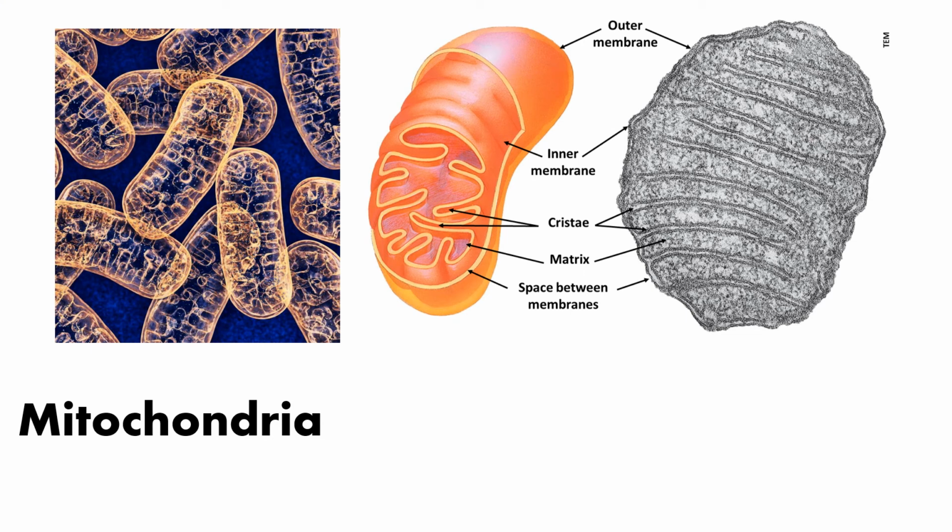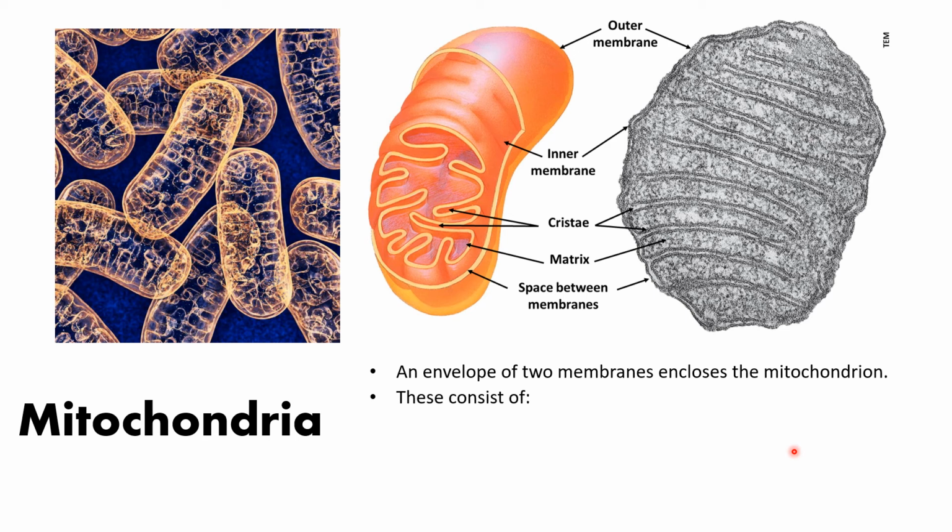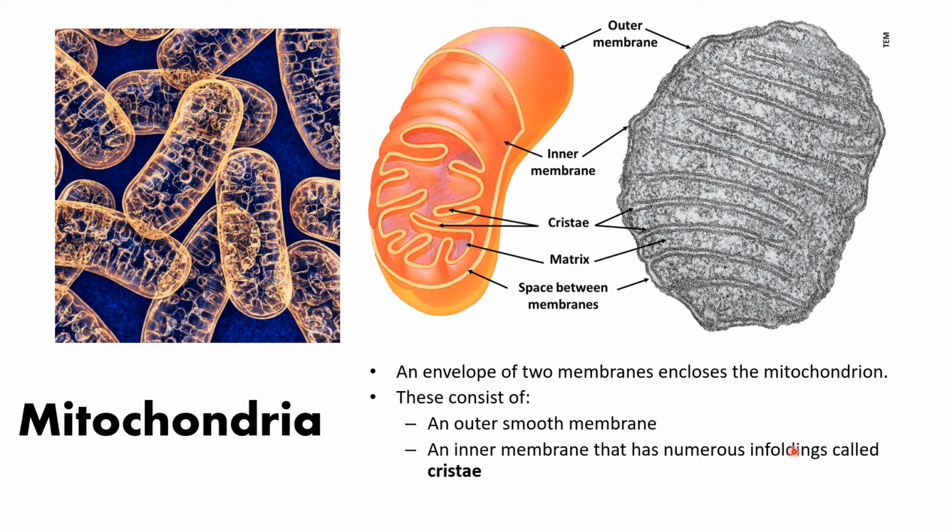And it's going to have kind of an interesting structure where it has a double membrane, and it's going to have kind of these different invaginations where you have an inner membrane and a fluid within. Okay, and the fluid is going to have a very specific concentration of different molecules. We have these kind of invaginations, which are going to be called cisternae, and the inside is going to be called the matrix. Okay, the envelope of the two membranes encloses the mitochondrion, and they consist of a smooth outer membrane, an inner membrane that has those infoldings.